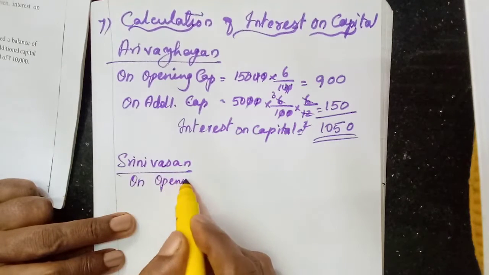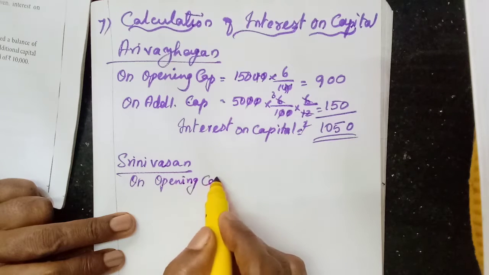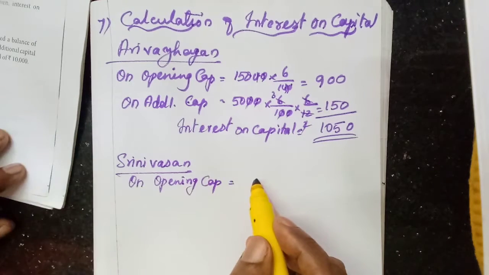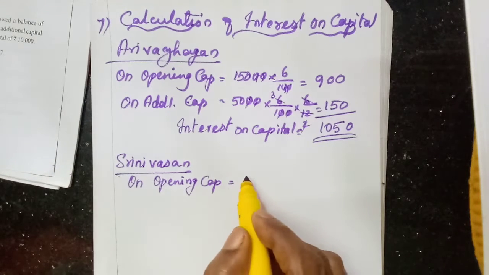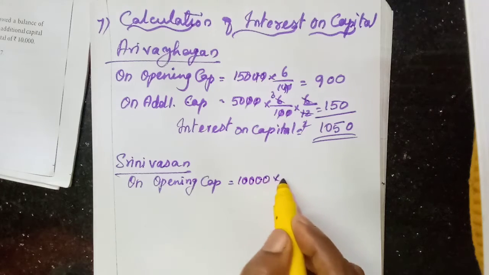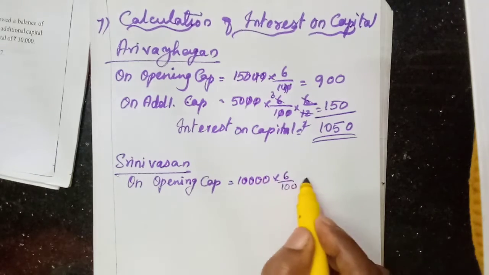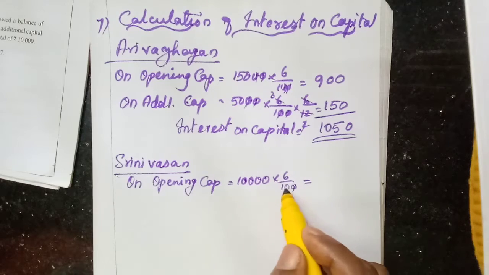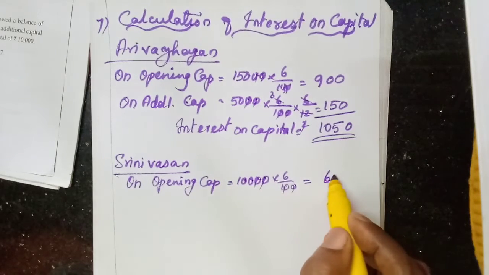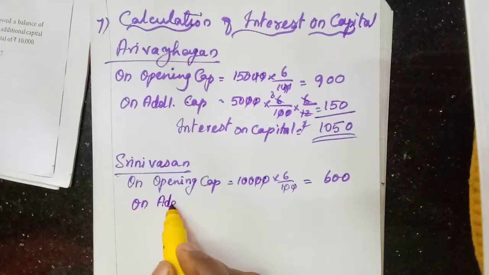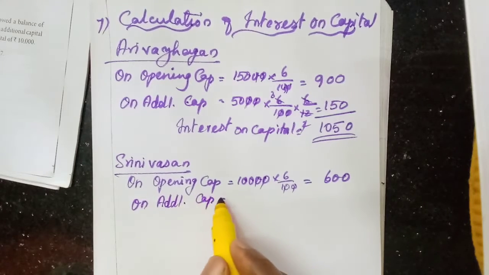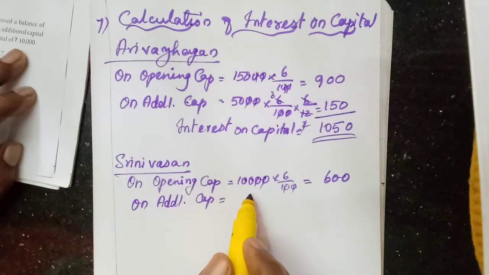For Srinivasan we need to calculate in the same way on opening capital. But when you do the calculation, you must be very careful. Okay, opening capital how much for him? Srinivasan 10,000. So 10,000 into 6 by 100. 600. Then on additional capital. Additional capital, how much he has introduced? Yeah, 10,000.